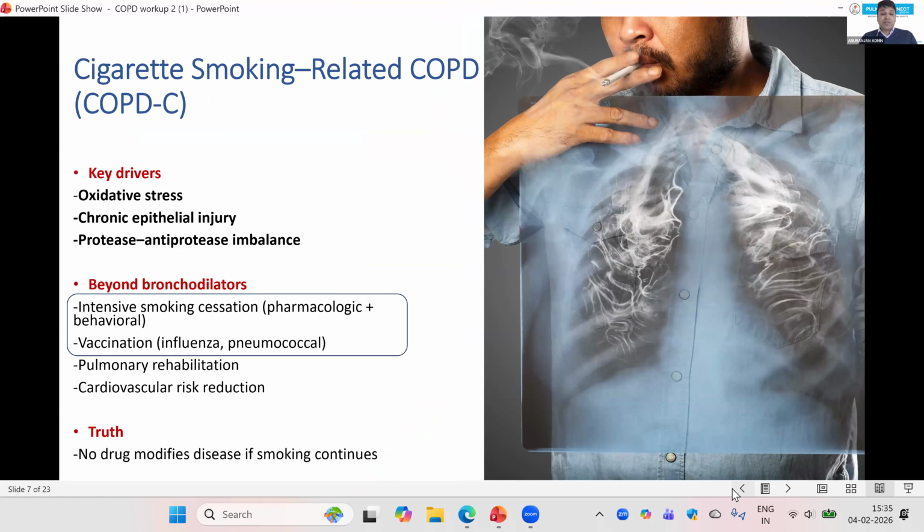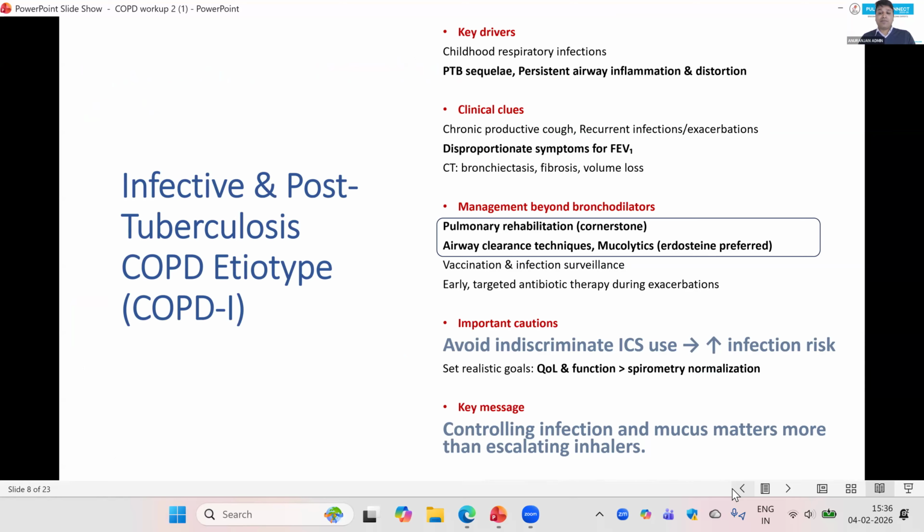Of course, ma'am was saying about tuberculosis just a couple of moments ago. We need to understand and take a history of tuberculosis, because in these kinds of patients, we have to avoid the indiscriminate use of inhaled corticosteroid that can lead to an increase in infection risk. So we have to control ICS in such patients, and that will be done by X-ray and proper history taking.